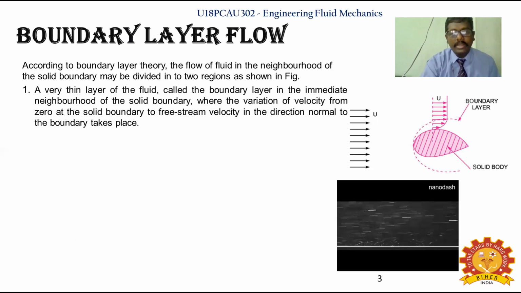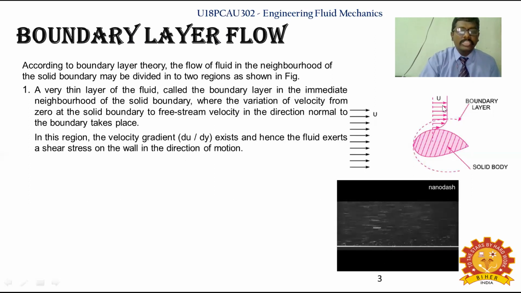Very thin layer of fluid, that is what is called the boundary layer, in the immediate neighborhood of the solid boundary, where the variation of velocity from zero at the solid boundary to free stream velocity in the direction normal to the boundary will be taking place. And in this region, the velocity gradient exists, and hence the fluid will be exerting a shear stress on the wall in the direction of motion.